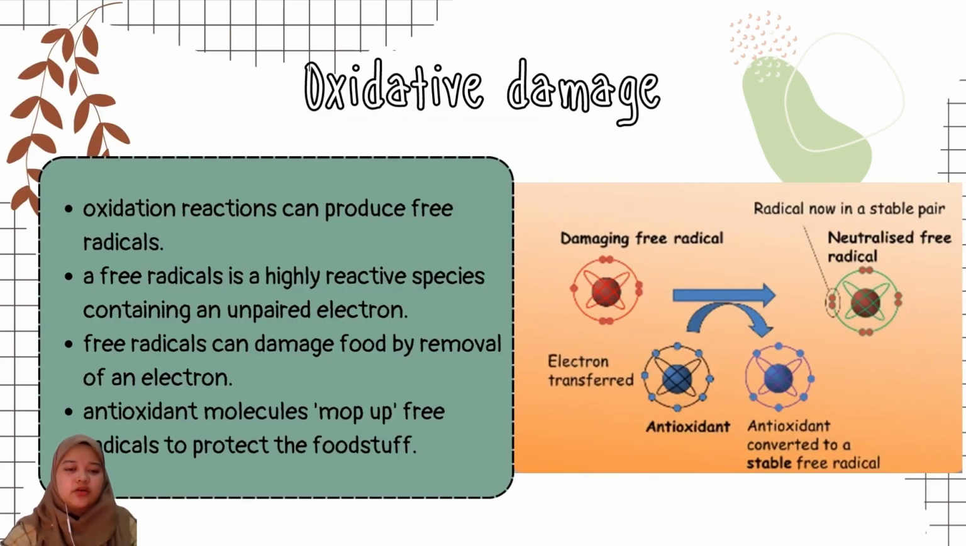Oxidative damage. Oxidative damage is an oxidation reaction that can produce free radicals. A free radical is a highly reactive species containing an unpaired electron. Free radicals can damage food by removal of an electron. Antioxidant molecules will mop up free radicals to protect the foodstuff.